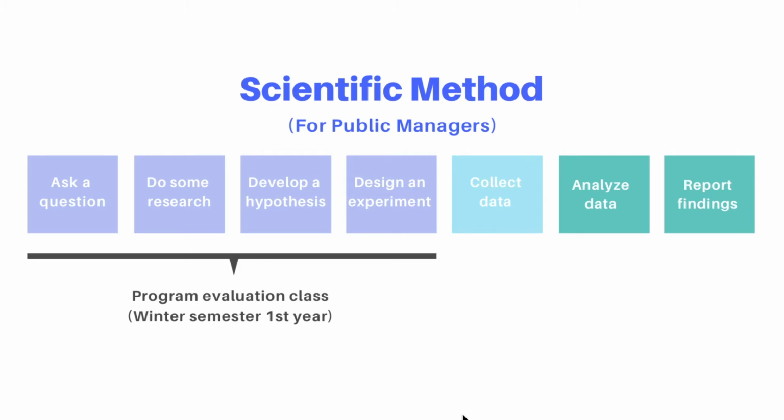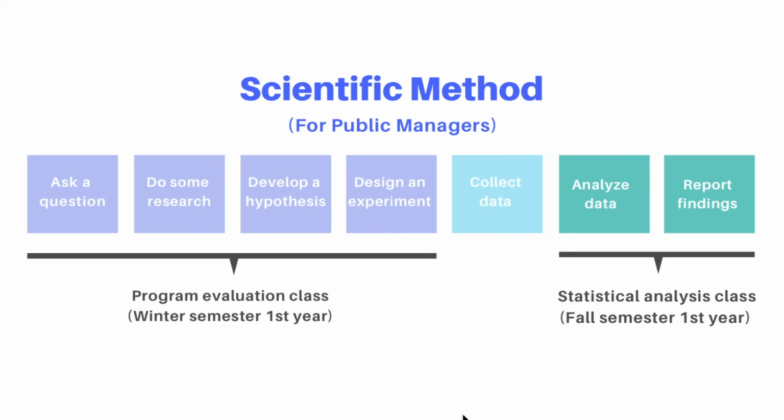This is too much to cover in one class, so we've split it up into two main classes. The first 4 steps are taught in the program evaluation class in winter semester of your first year, where you design an evaluation for a community partner while learning about research methods, tools, and evaluation strategies. The last 2 steps are taught in this class, the statistical analysis class. You'll also have a community partner here with whom you'll be able to run a statistical analysis. More about the structure of the stats class in the next video.